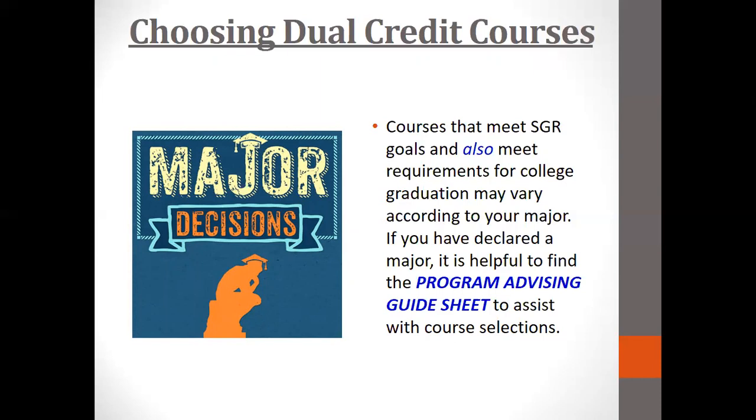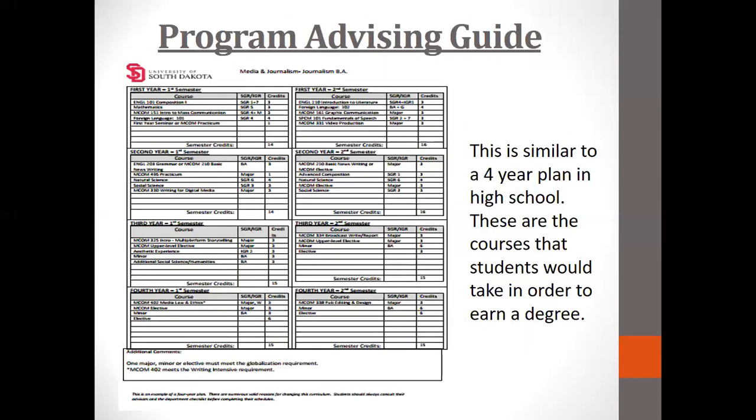And so when you and I talk, if you say, well, I want to go into media and journalism, I would pull up USD. I would type in what major you want to go into. And if it was media and journalism, they have an advising guide as to what you should take each semester. See, there's a 4-year program right here, and what courses you should take. And then we'll look at that together, and then we'll decide what courses to take. So it's a one-on-one type of thing.